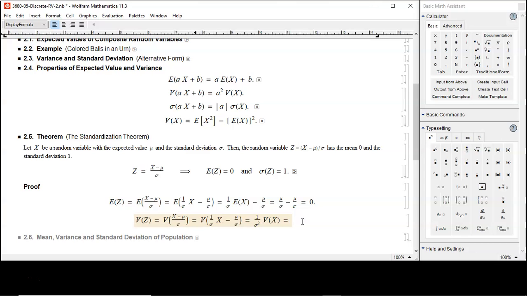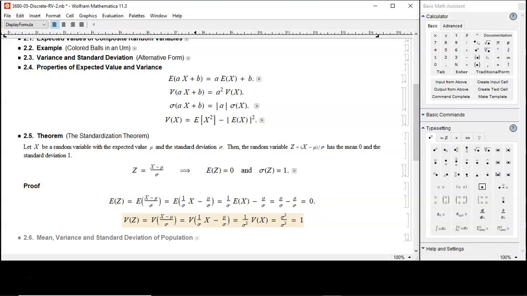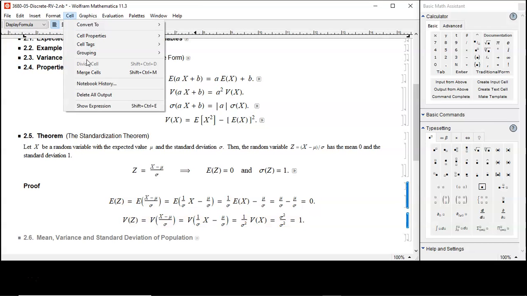But then again, what is variance? What is standard deviation? Standard deviation is sigma, so variance is sigma squared. So we get sigma squared over sigma squared. And that's 1. So we have the proof for this one as well.